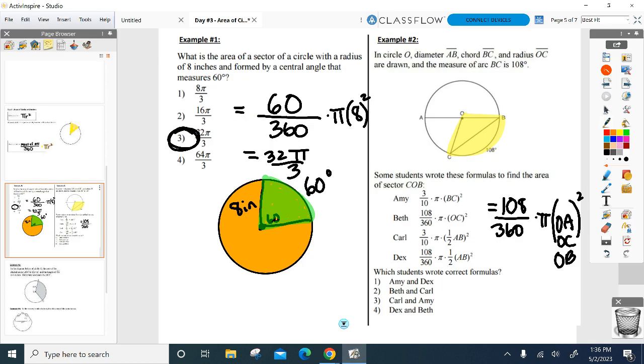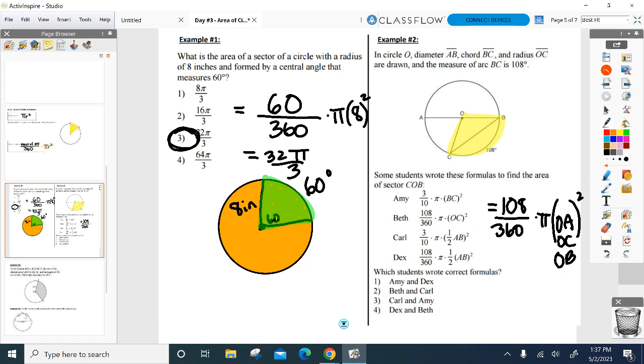Let's compare the others here. Amy. Right off the bat, 3/10? We have 108 over 360, so does that mean she's automatically wrong? No. Anybody know why 3/10 is all right? Try it on your calculator. 108 divided by 360 and then turn it back into a fraction. It'll give you 3/10 back. 3/10 is just the reduced version. So far, Amy's okay. Times pi, you're good.